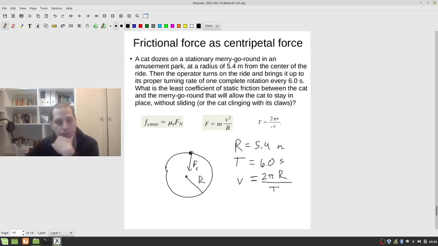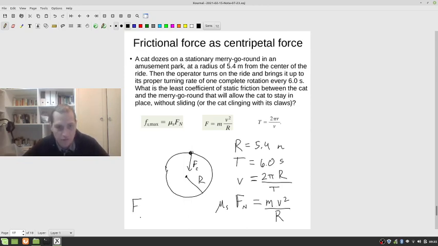You have r, you have t, so we can find how fast the kitty is moving. And it asks, what is the least coefficient of static friction between the cat and the merry-go-round that will allow the cat to stay in place without sliding? Okay, so effectively that force of friction is going to be the centripetal force. So you're going to write mu static times Fn equals mv squared over r. So the centripetal force is equal to mv squared over r.